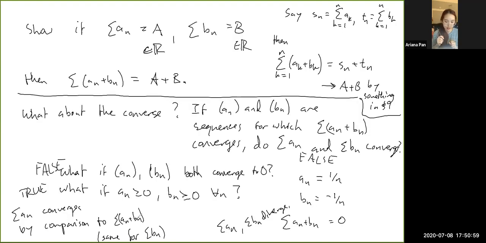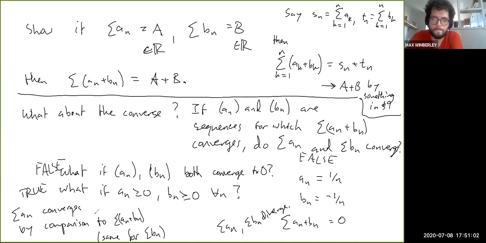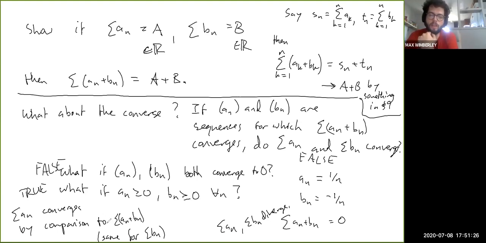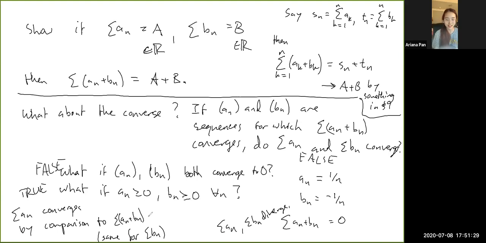Oh yes, Professor. I have a question. We're thinking about the last statement being true by comparison to the summation of a_n plus b_n. But we know that if the absolute value of b_n is less than or equal to a_n, then the sum of b_n converges. But in this case, how do we know the summation of a_n plus b_n is smaller than a_n? Well, actually, it's bigger. How do you know it's bigger?